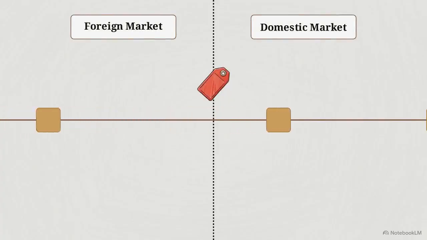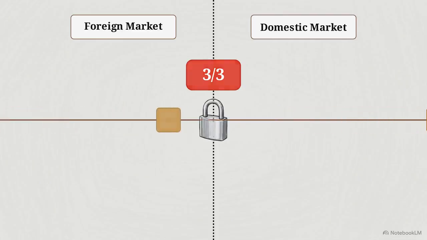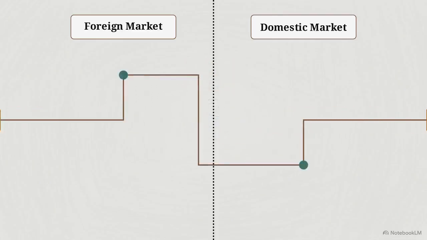A tariff is a direct financial tax added to imported goods, raising their final price. A quota sets a strict physical limit on the exact number of items that can legally cross the border in a given time period. Even without taxes or limits, non-tariff barriers like complex health standards, hidden safety regulations, and strict labeling requirements make moving goods difficult.